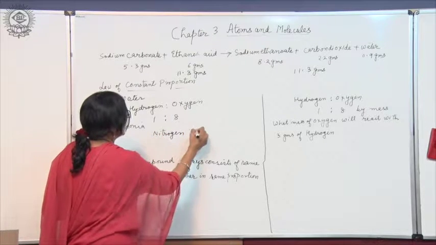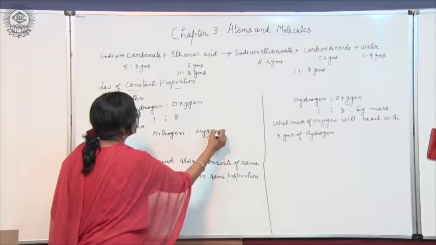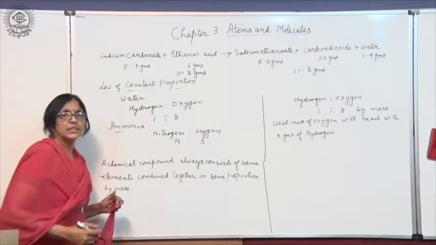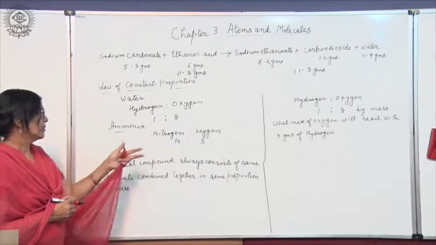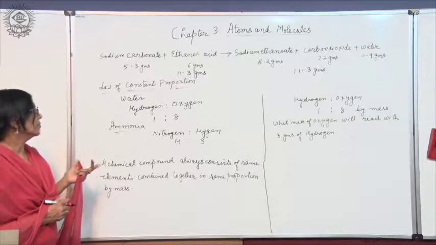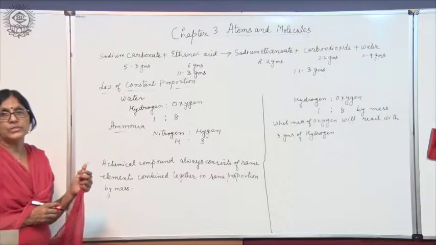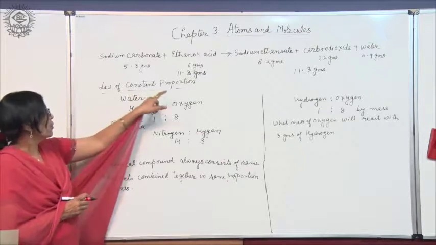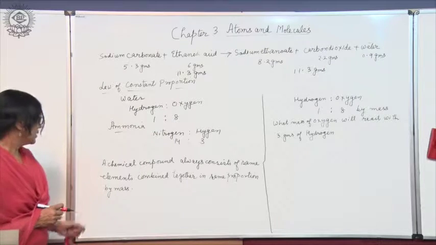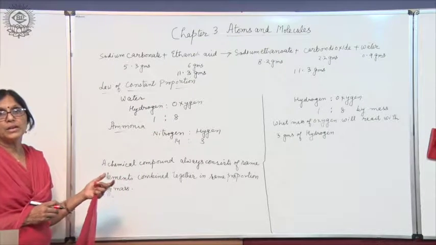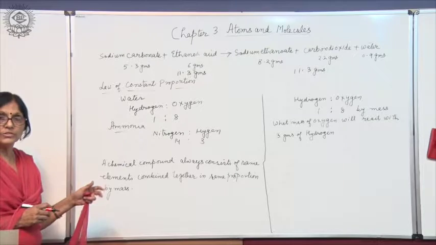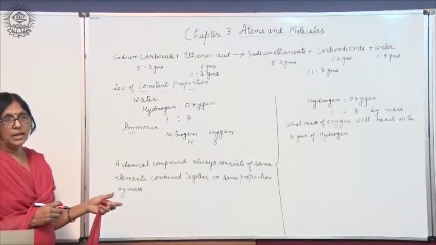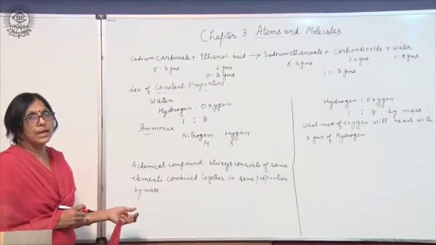Nitrogen and hydrogen always combine in the same proportion by mass, 14:3, to form ammonia. So, on the basis of various experiments which he performed, he gave the law of constant proportion, which stated that a chemical compound always consists of the same elements combined together in the same proportion by mass.